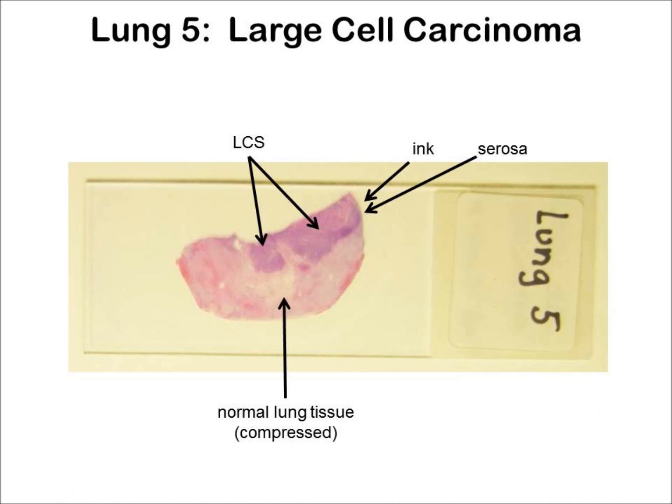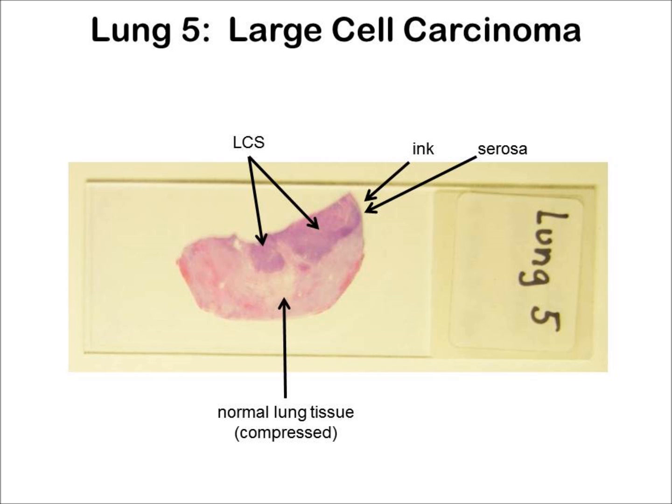The final slide in this laboratory is labeled Lung 5 and contains an example of a large cell carcinoma. Remember that large cell carcinoma is a diagnosis of exclusion. That is, it is so poorly differentiated that it cannot be distinguished as either squamous cell or adenocarcinoma.